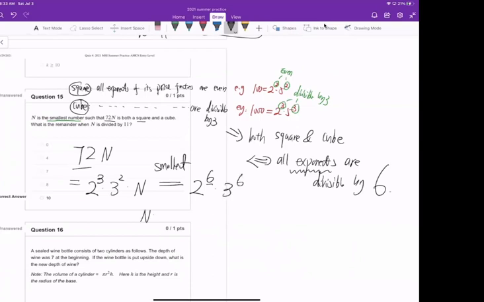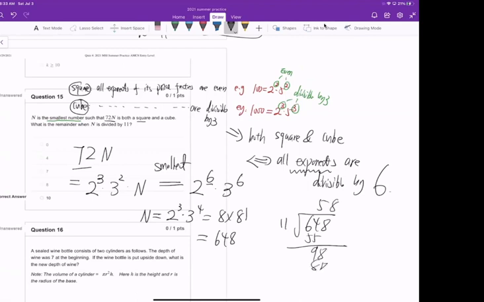Then clearly we get n is 2 to the 3 times 3 to the 4, which is 8 times 81. 8 times 81 is 648. And now what we are looking for is the remainder when this one is divided by 11. So let's do this, which is 5, 5, 9, 8. So it's 8, 88. So we get 10. All right, so the remainder is 10.